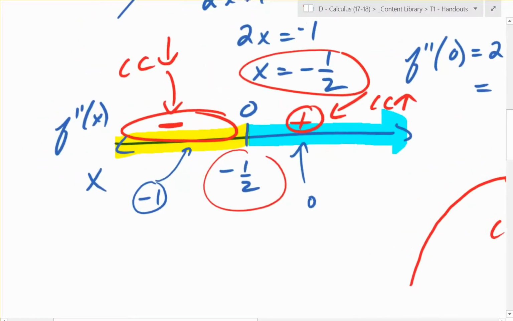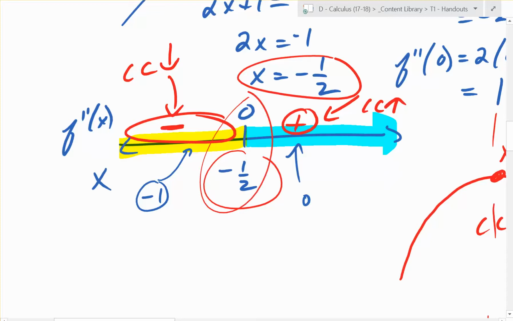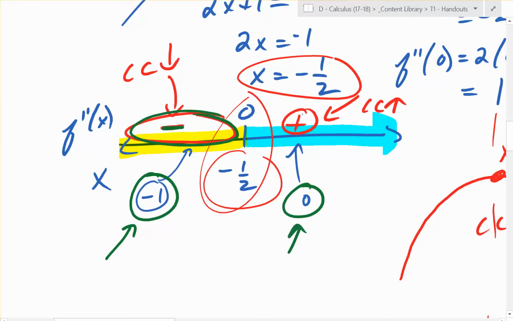Just to reiterate, when you do these sign diagrams, once you know where the zeros happen, you only need to test one number in each place. Because when we plugged in negative 1, this came out to be negative, the whole side is negative. When we plugged in 0 and this came out to be positive, this whole area is positive.